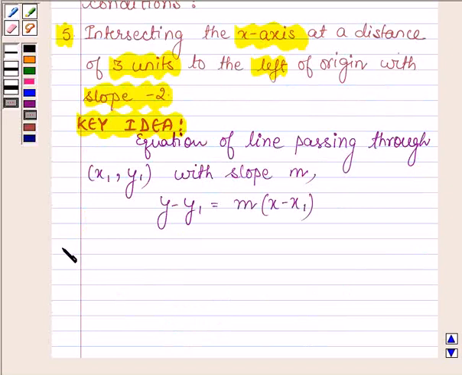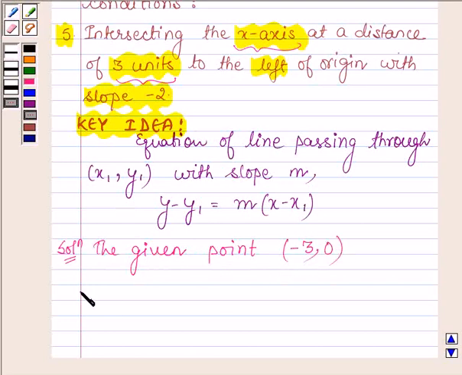Let's now start with the solution. And here we are given that the line intersects the x-axis at a distance of 3 units to the left of the origin. Therefore, the given point is (minus 3, 0). And also we are given the slope. Let us denote it by m. So this is equal to minus 2.